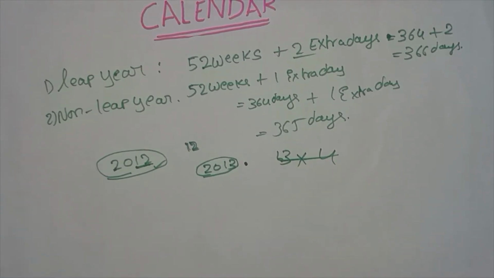By this you should know that if the given year is divisible by 4, it is a leap year. If it is not divisible, it is a non-leap year.